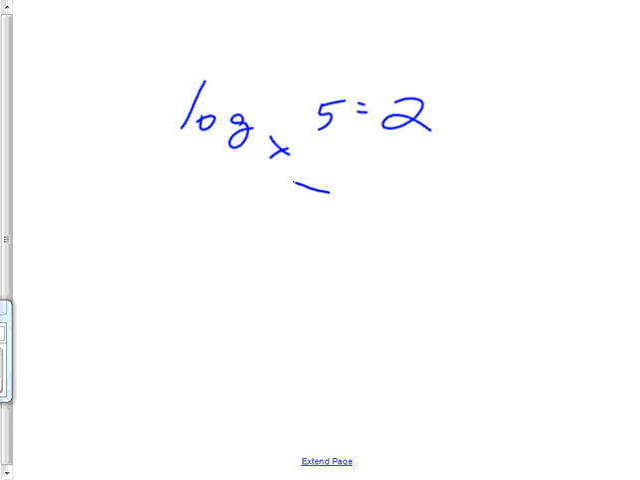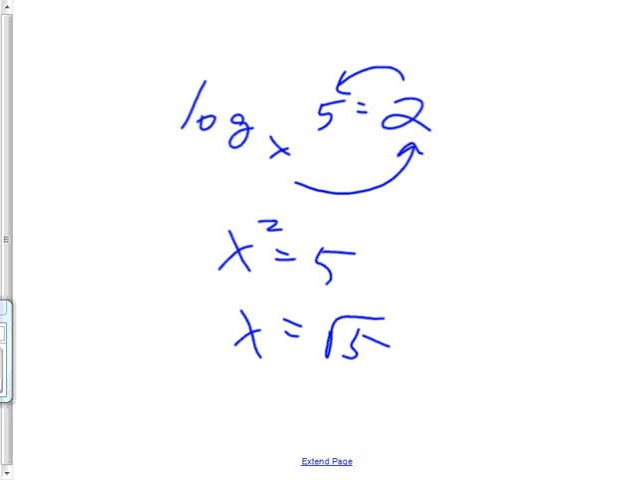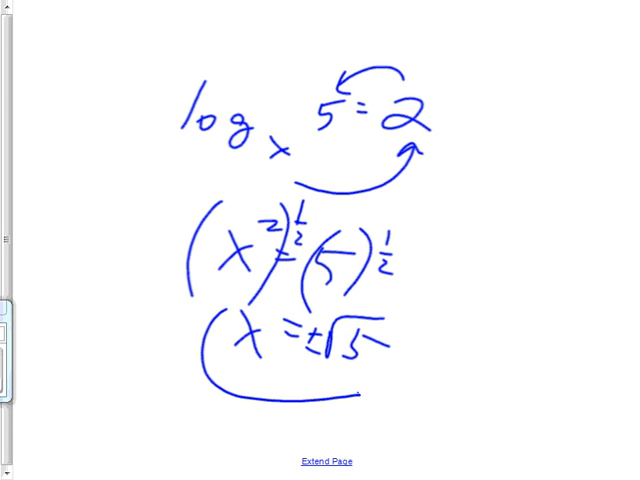Anyway, you should have said x squared equals 5. And then you should have taken the square root. And so x equals square root of 5. What did I do wrong? I'm losing points. Plus and minus, I did a square root on both sides. It's so easy to forget that. If you square root both sides, plus and minus.